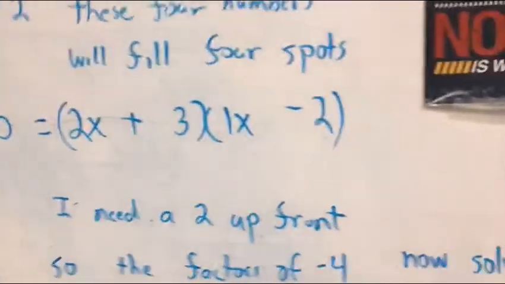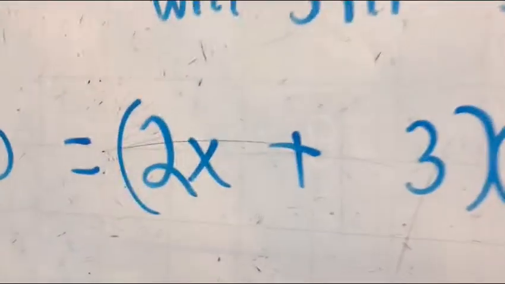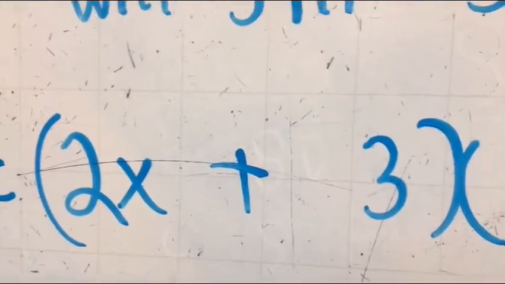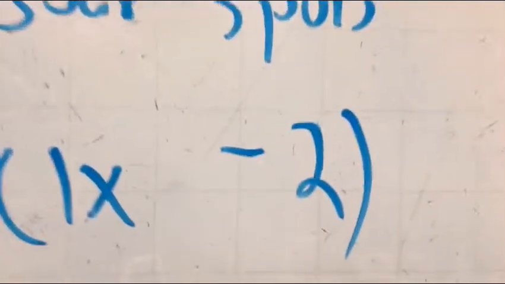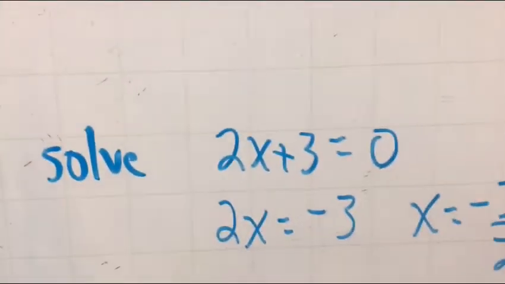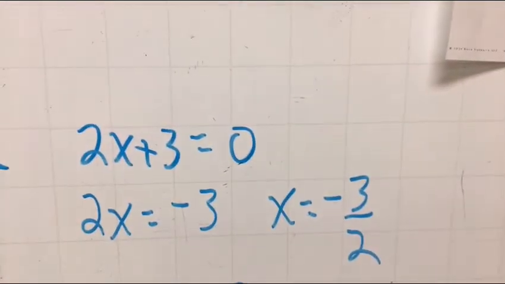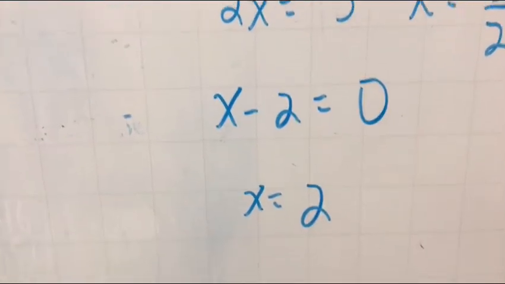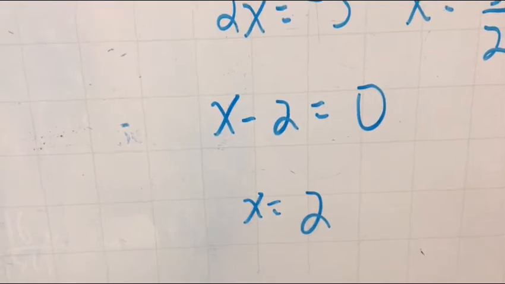Now to solve it, you're going to take each one of these factors and set it equal to 0. You take this factor, and you set it equal to 0. You take this factor, and you set it equal to 0. And when you do that, you will find that x is equal to negative 3/2. And on this one, x is equal to 2. So that's the whole rundown on how to do the problem.